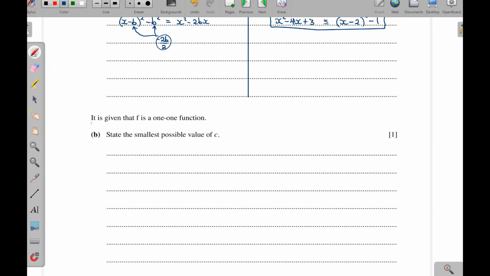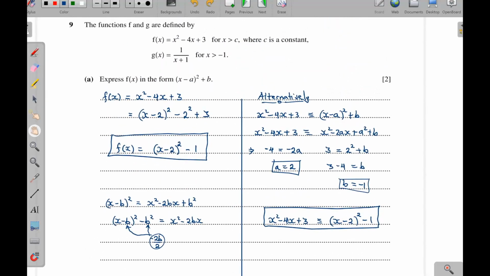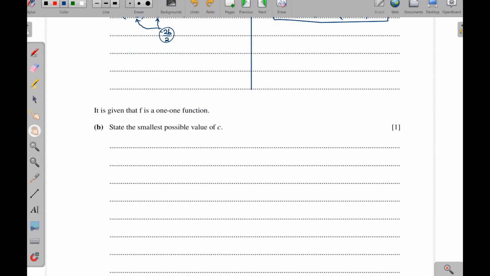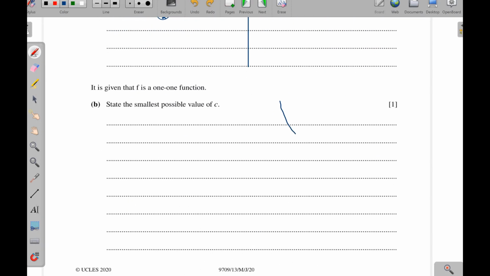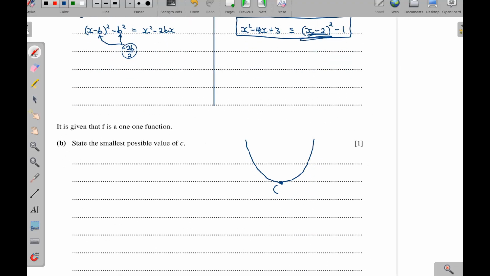Then they are saying here it is given that f is a one-to-one function, and then part B, state the smallest possible value of c. Okay, now a function is one-to-one. First of all, look at this one here. It is a quadratic function. If it's a quadratic function, it is u-shaped. This function is u-shaped, and its turning point is going to be, you get this one and you equate it to 0, you will get a 2. So 2, and then the y coordinate will be this one. That's a negative 1.